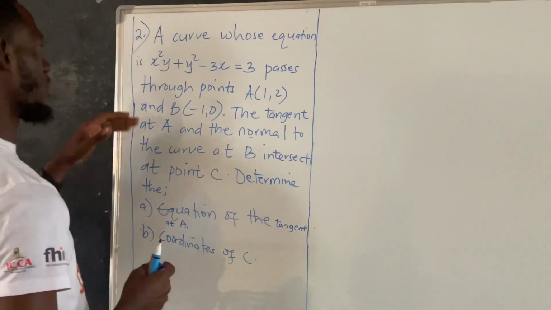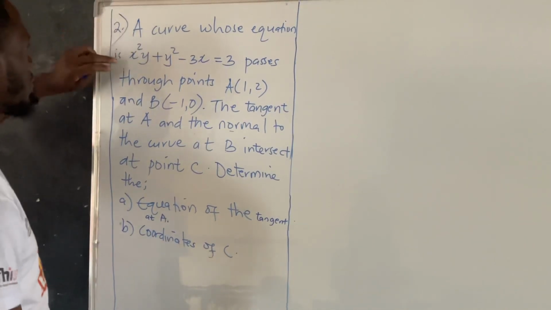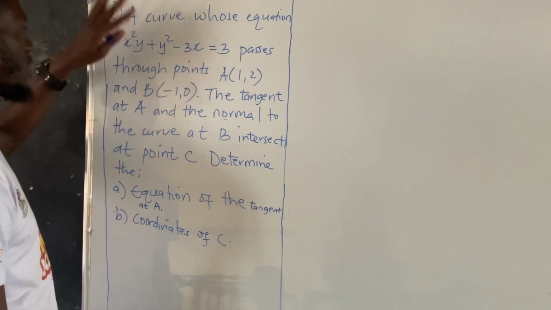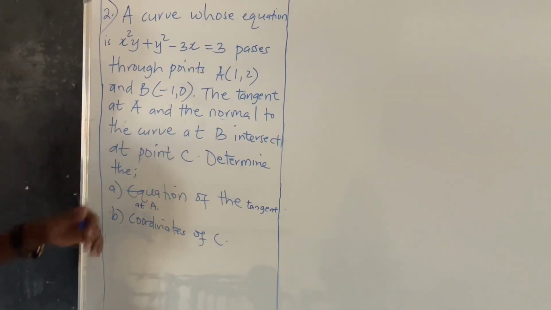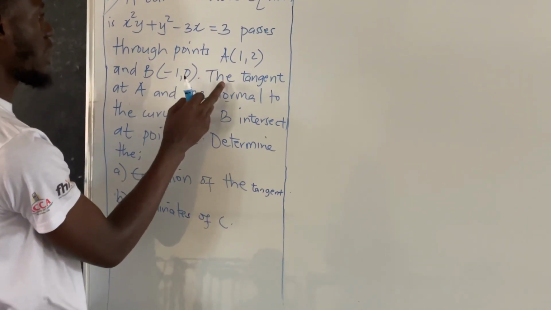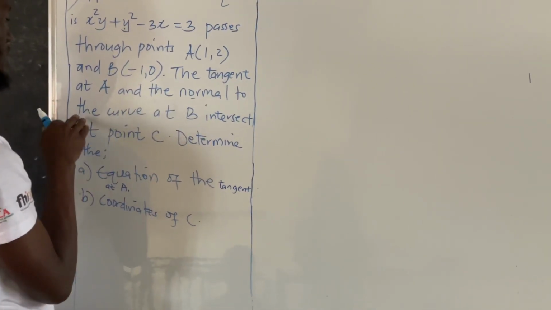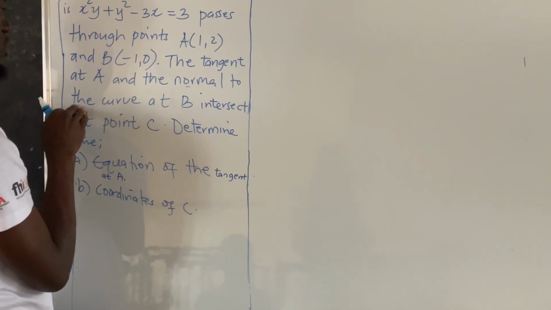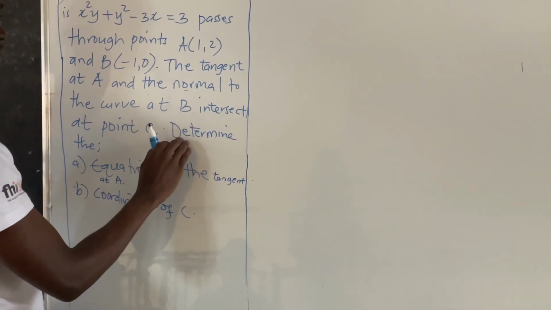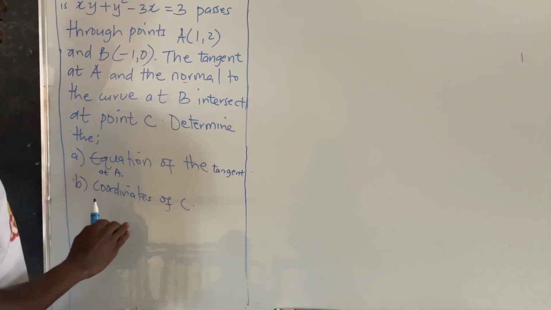Another example for tangents and normals: we have a curve whose equation is x squared plus... okay, this passes through the given points A(1, 2) and B(-1, 0). The tangent at A and the normal to the curve at B intersect at a point C. Determine the equation of the tangent at A and the coordinates of C.